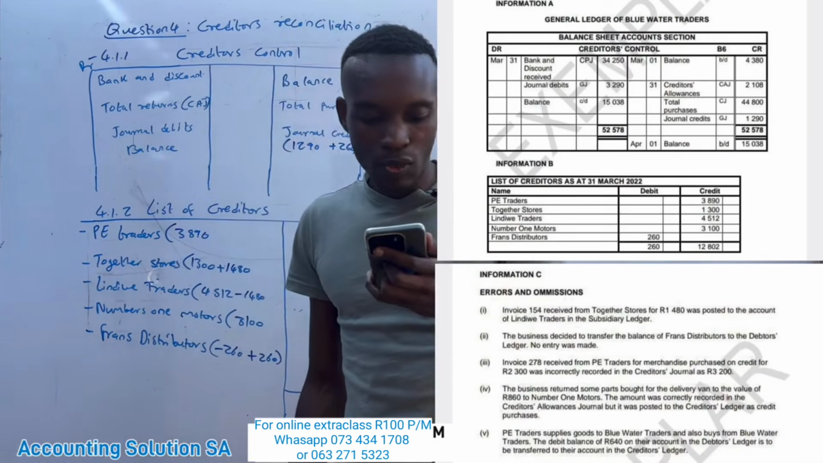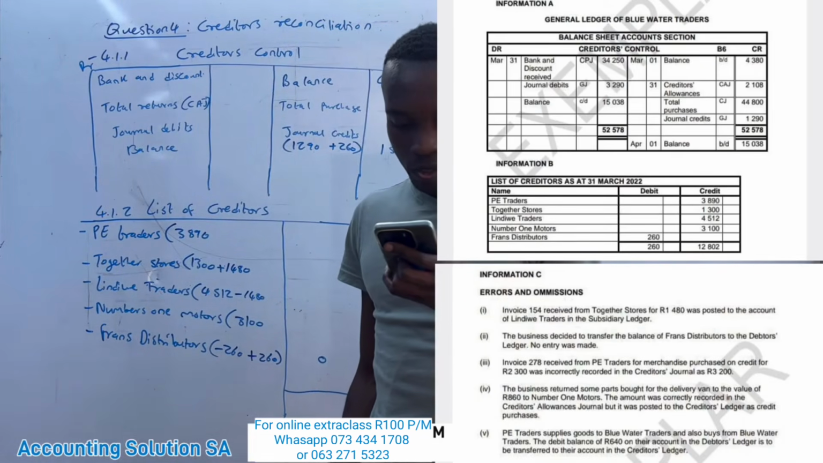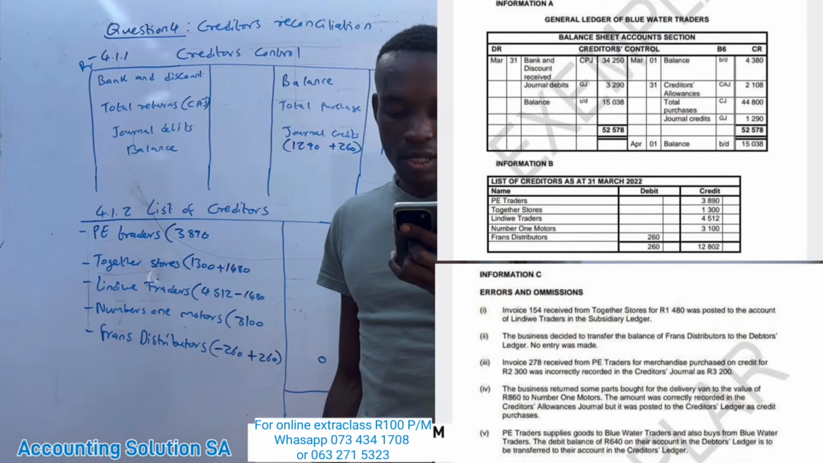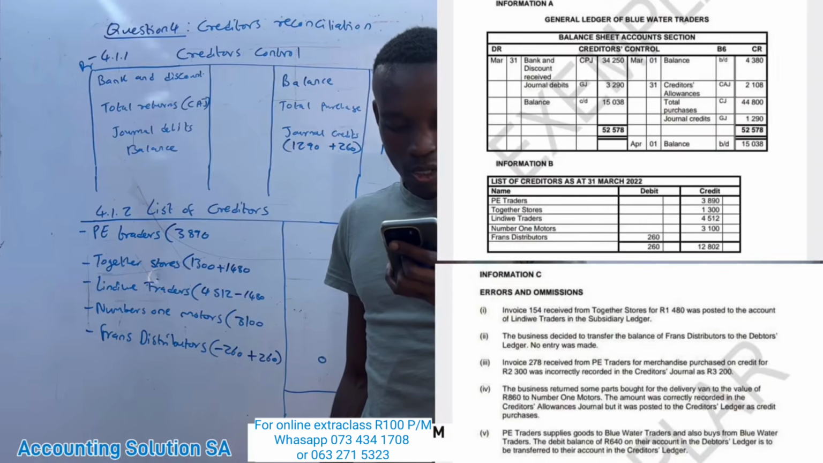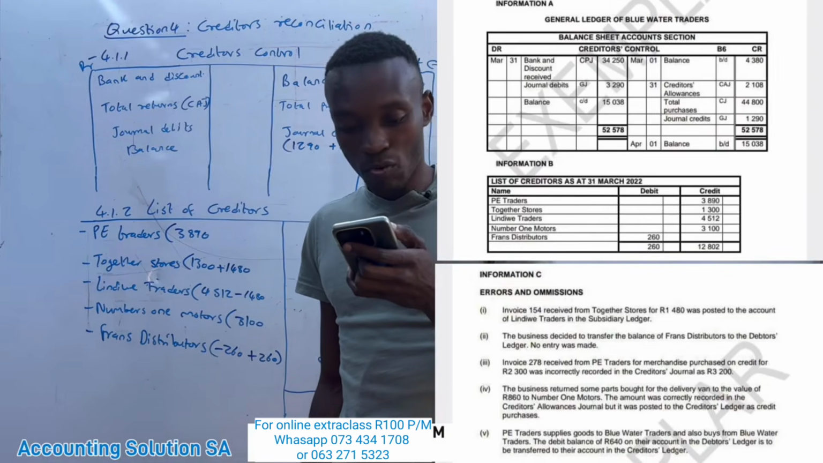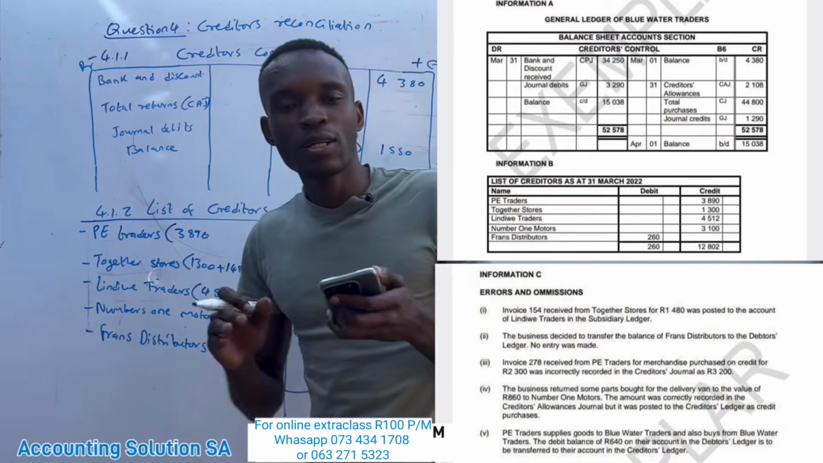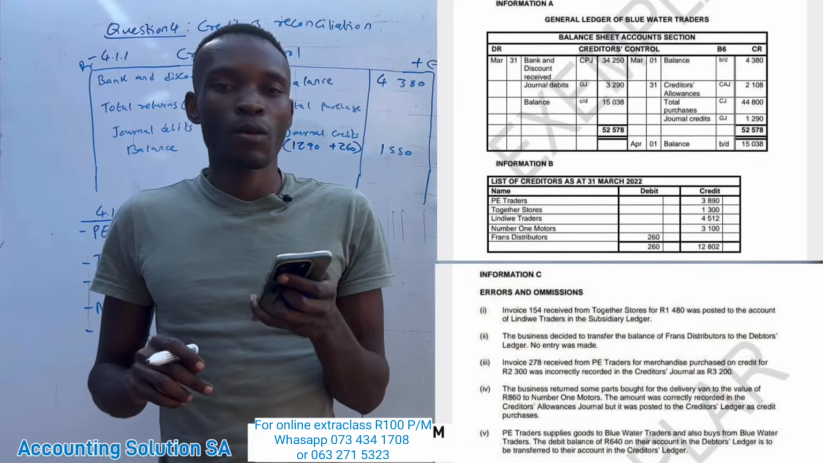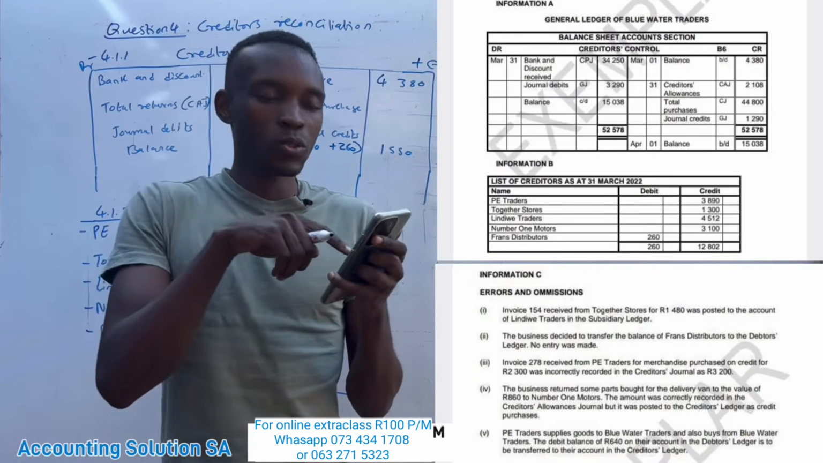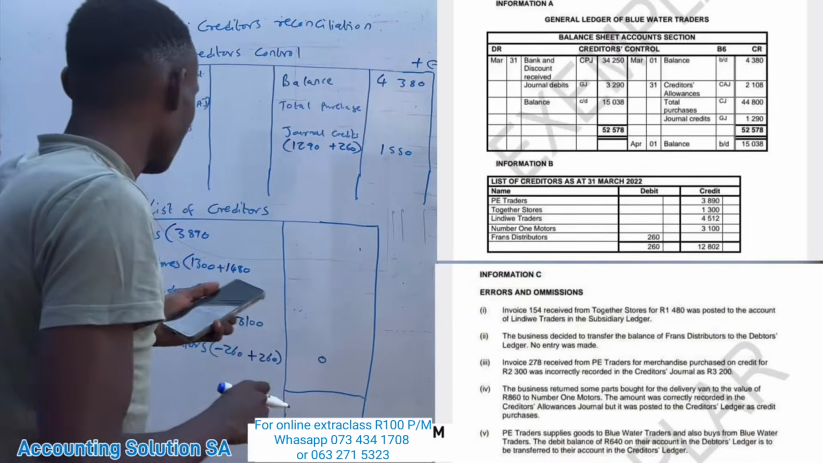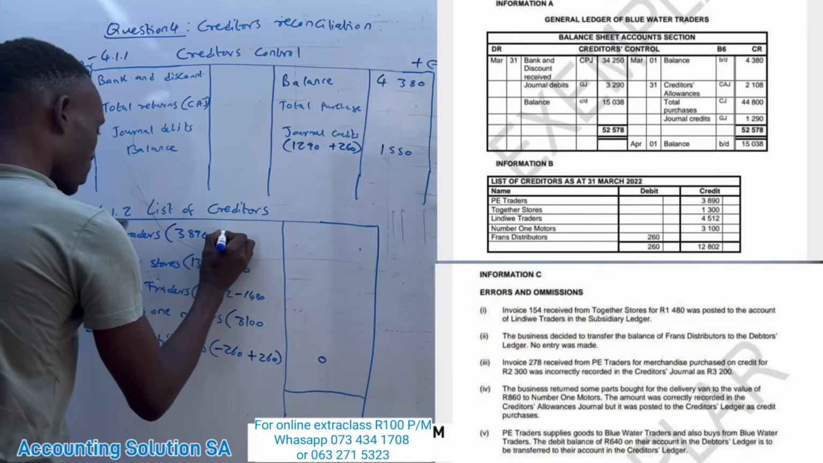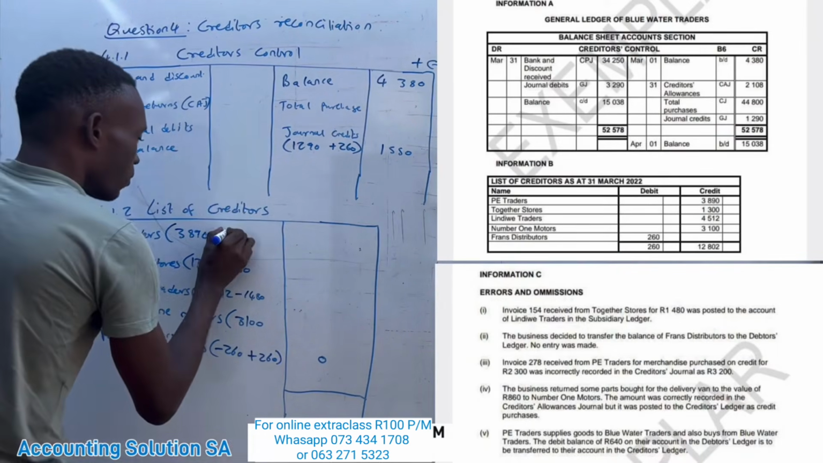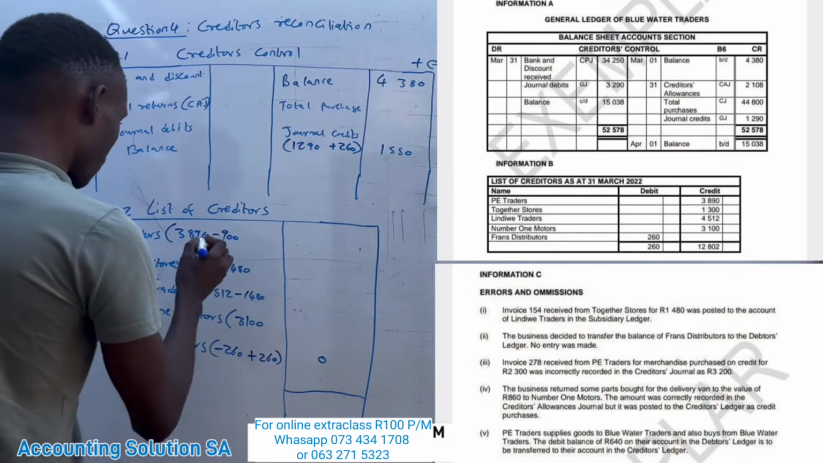The merchandise that was purchased from PE Traders was recorded as 2,300 instead of 3,200. In other words, we recorded the higher amount, 3,200. They were supposed to record 2,300, which means we have to subtract so that it can go back to 2,300. For PE Traders we say minus. 3,200 minus 2,300 is going to give you the difference of 900.